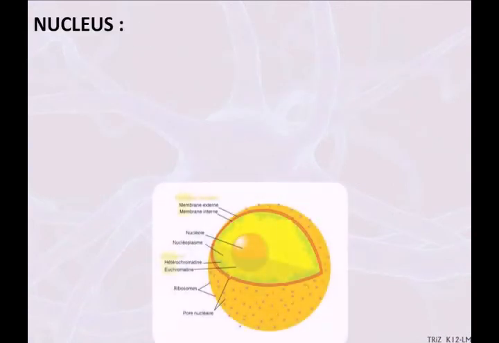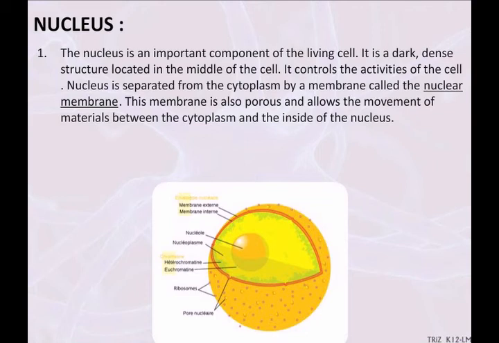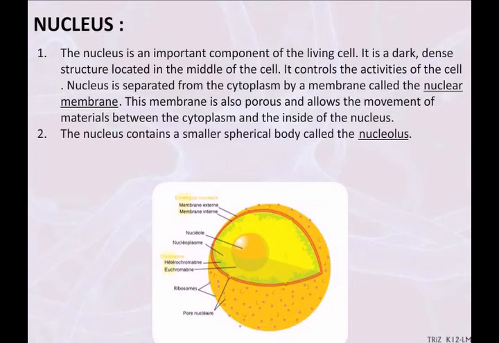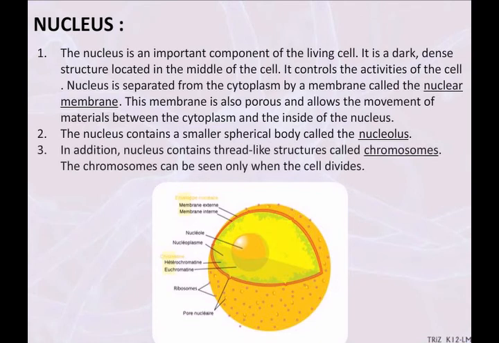Nucleus. The nucleus is an important component of the living cell. It is a dark, dense structure located in the middle of the cell. It controls the activities of the cell. Nucleus is separated from the cytoplasm by a membrane called the nuclear membrane. This membrane is also porous and allows the movement of materials between the cytoplasm and the inside of the nucleus. The nucleus contains a smaller spherical body called the nucleolus. In addition, nucleus contains thread-like structures called chromosomes. The chromosomes can be seen only when the cell divides.